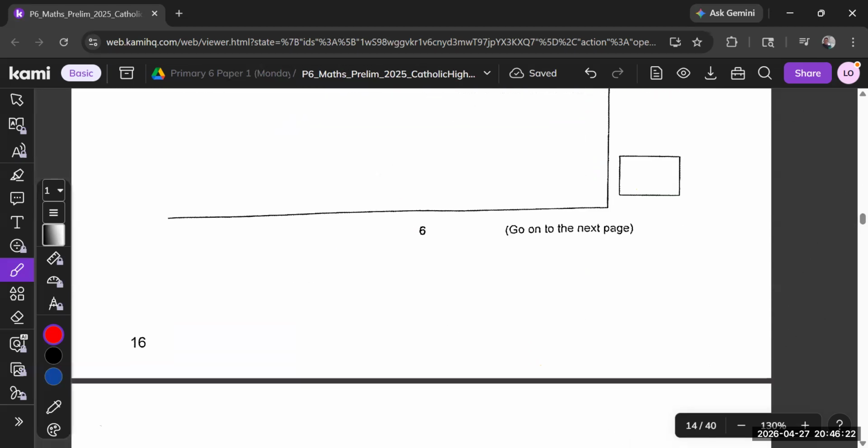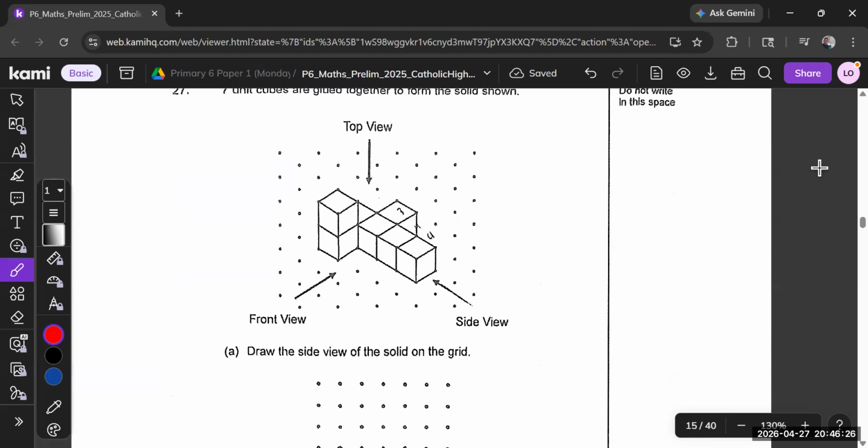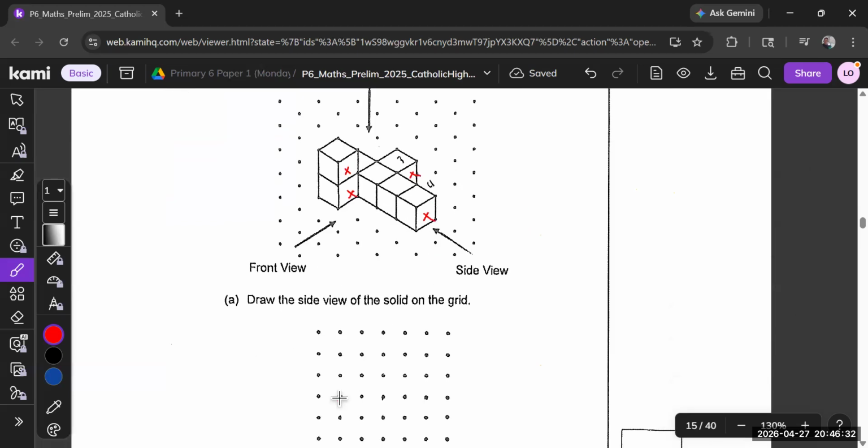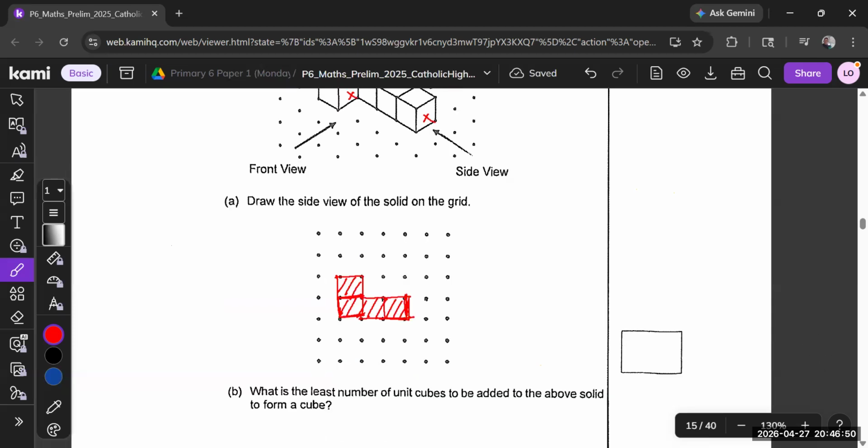Question 27. Draw the side view. So how do you do that? Where's the side view? 2, 1, 1. This is quite easy. Drawing must use ruler, pencil. Don't do freehand. 2, 1, and 1. And for those of you with lighter pencil, then do some zebra stripes so your teacher can see. Okay, correct? And let's go to the next one.